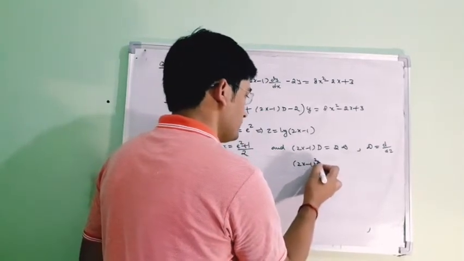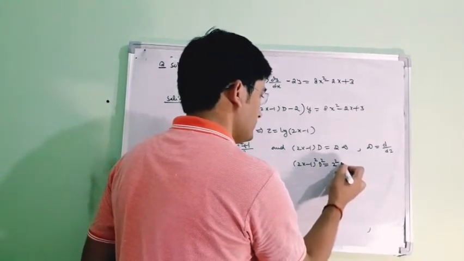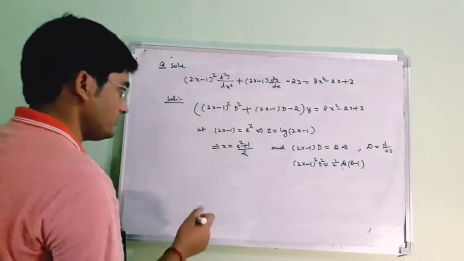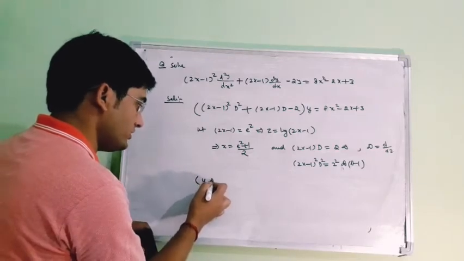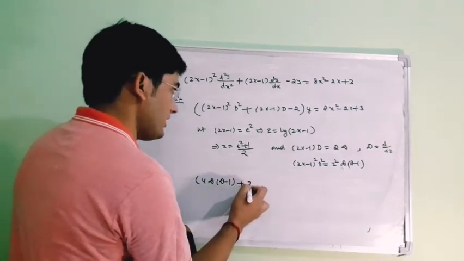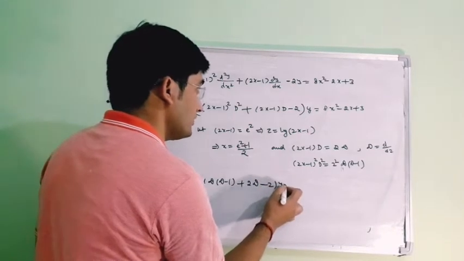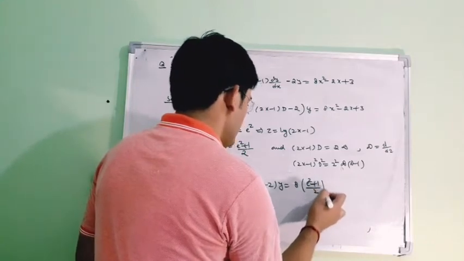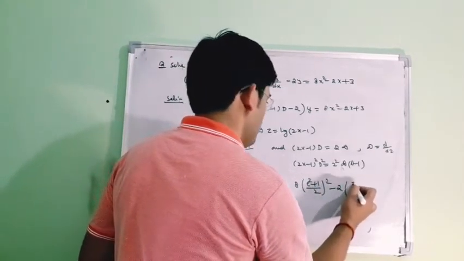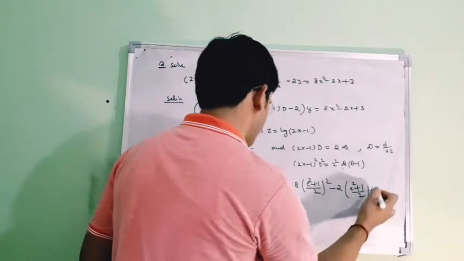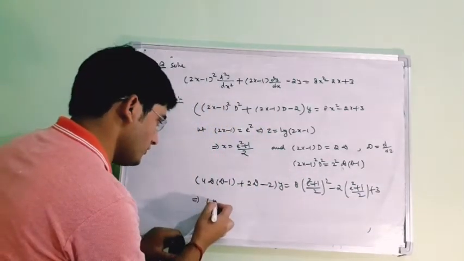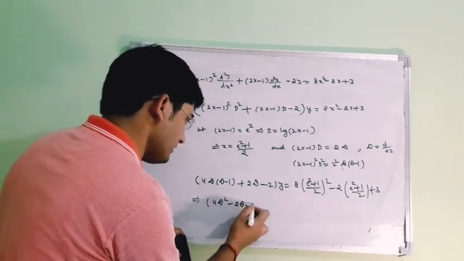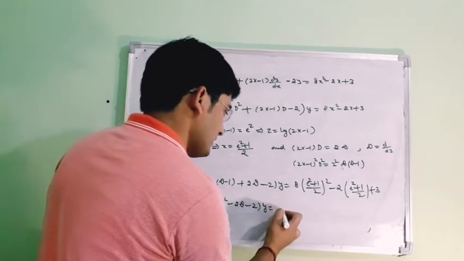Similarly, (2x minus 1) whole square D square will be 2 square into D(D minus 1). So on putting this value here, we will get 4 into D(D minus 1) plus 2 times D minus 2 of y equal to 8x square. x square means ((e to power z plus 1) upon 2) whole square minus 2 (e power z plus 1) upon 2 plus 3. So this is equal to 4D square, 4D minus 4D plus 2D will be minus 2D, minus 2 of y equal to 8.